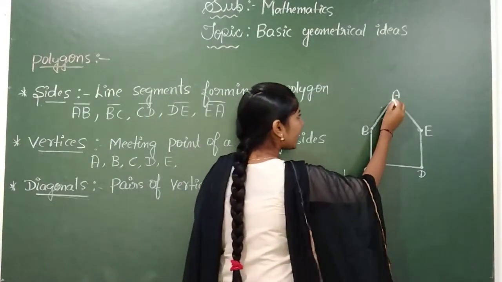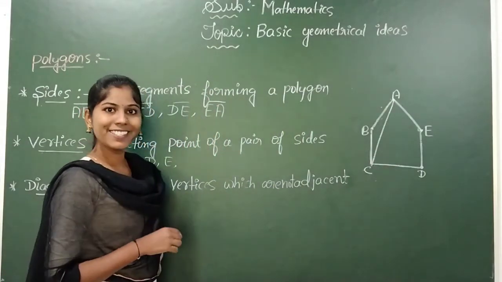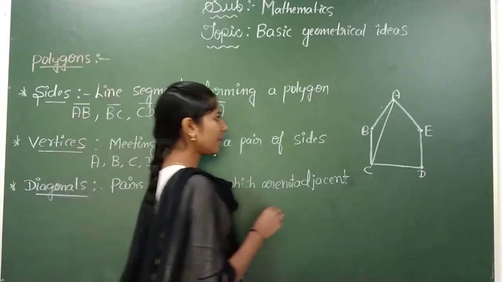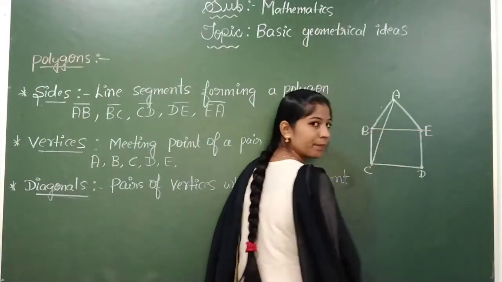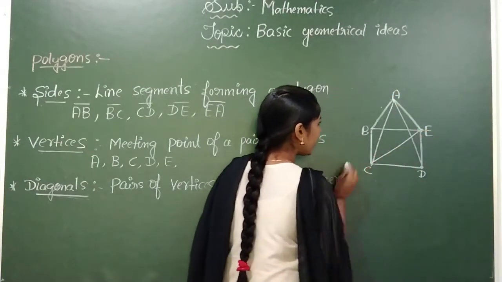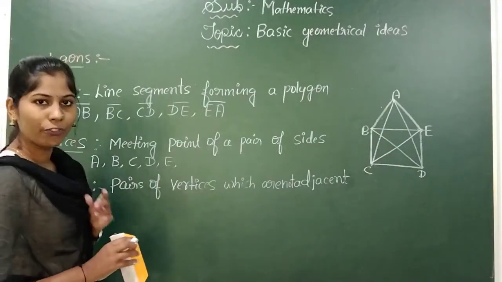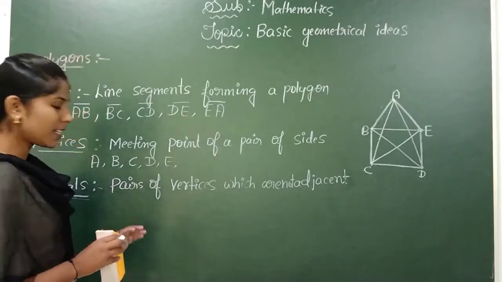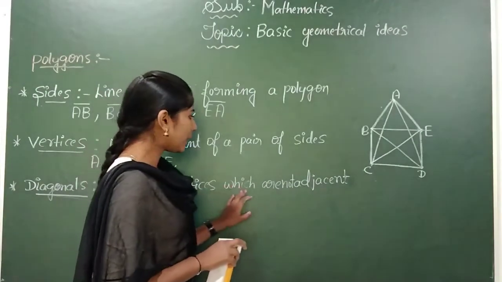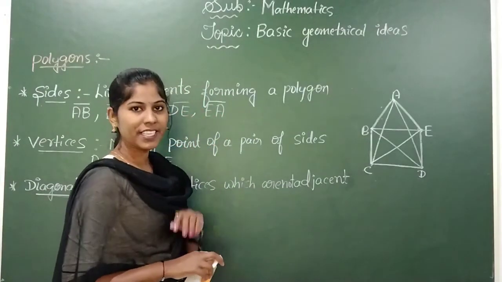That is called the diagonal. What is this diagonal? Where the non-adjacent vertices meet, those are called diagonals. See, this is B to E, A to D, C to E and B to D. These are called the diagonals of the polygon. So what is the meaning of diagonals? A pair of vertices, the two vertices which are not adjacent. Those which are not adjacent are called the diagonals.